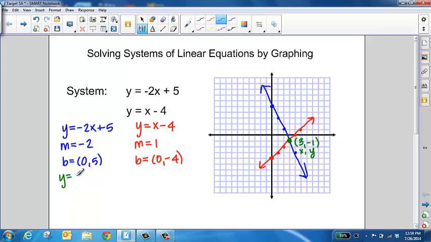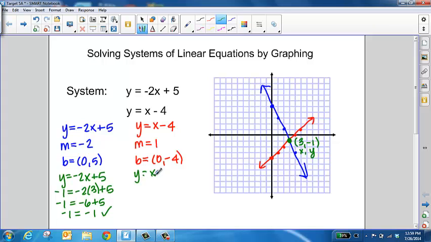So our first equation is y equals negative 2x plus 5. We're going to substitute in negative 1 for y, and we're going to substitute in 3 for x. And if we start working this out, we end up with negative 6 plus 5 here, which does give us negative 1 equals negative 1. So it does give us a true statement in that first equation.